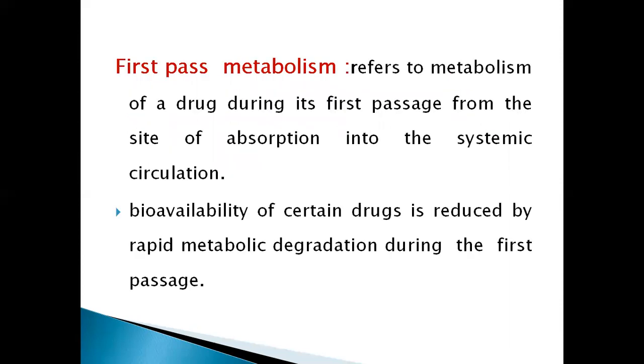First pass metabolism. The liver is the principal site of metabolism for the majority of drugs. But certain drugs may be inactivated in the gastrointestinal tract before they are absorbed. This pre-systemic or first pass metabolism is mediated by cytochrome P450 present in the enterocytes lining the small intestine and may account for nearly 50% of the entire cytochrome P450 mediated metabolism.